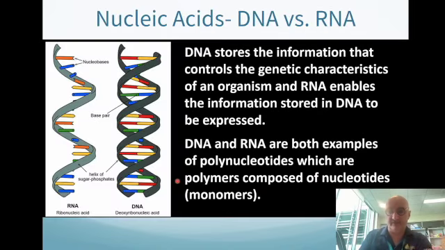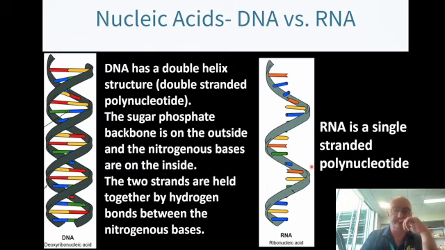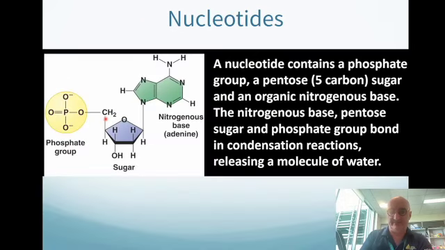Nucleic acids: RNA, ribose, DNA, deoxyribose. RNA is single strand, DNA is double strand. Compare and contrast RNA and DNA is another predictable question. They're both polynucleotides. They're composed of nucleotides with a sugar phosphate backbone. Double helix for DNA, sugar phosphate backbone. RNA is single-stranded, and the 2 strands of DNA are held together by hydrogen bonds between nitrogenous bases.